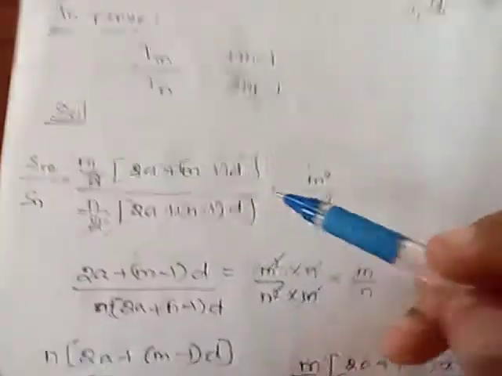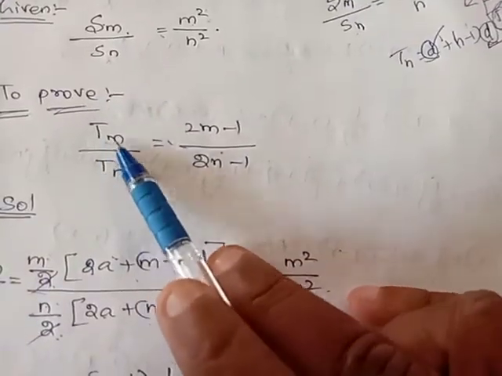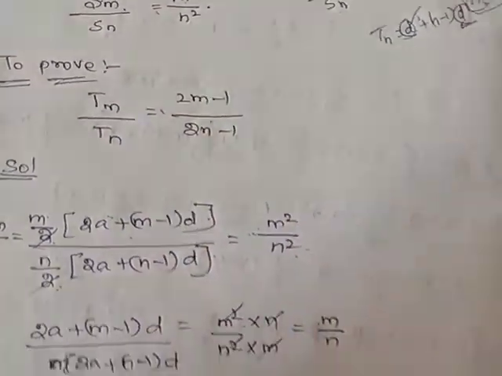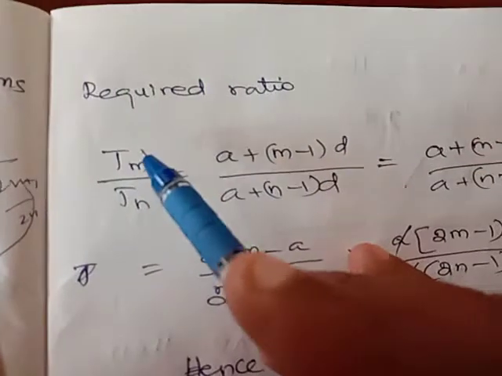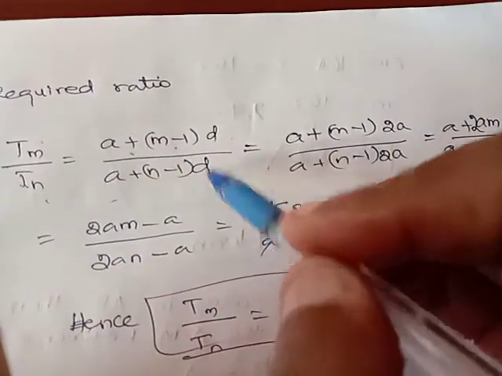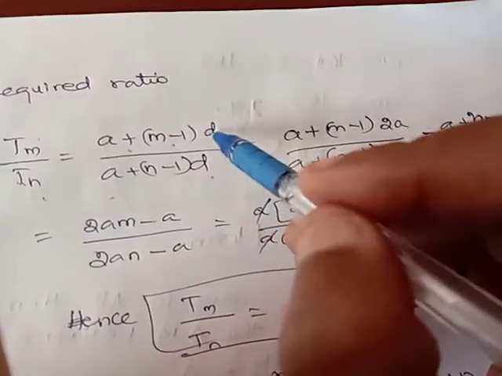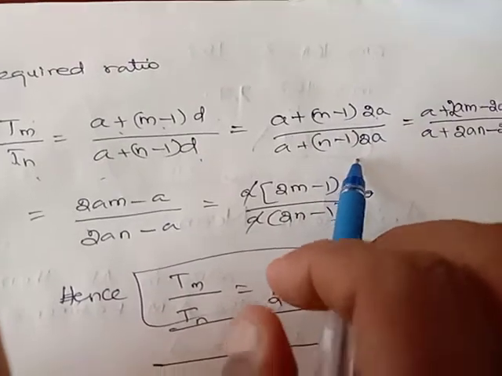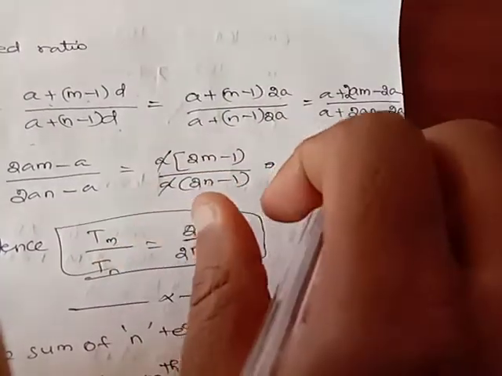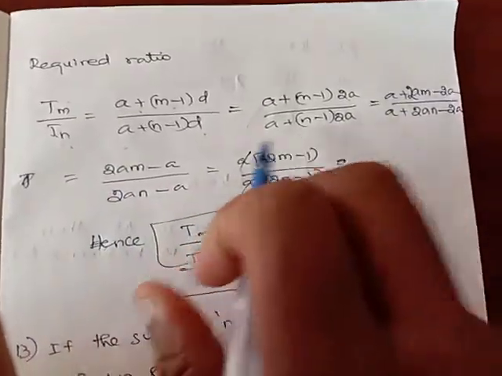Now we need to calculate this ratio. We know that the nth term of an AP is given by a plus n minus 1 into d. We are just going to apply that formula. So Tm is equal to a plus m minus 1 into d, Tn is equal to a plus n minus 1 into d. We got the value of d as 2a, so that is substituted, and then this 2a is multiplied inside the bracket and we do the simplification. We get this final answer.